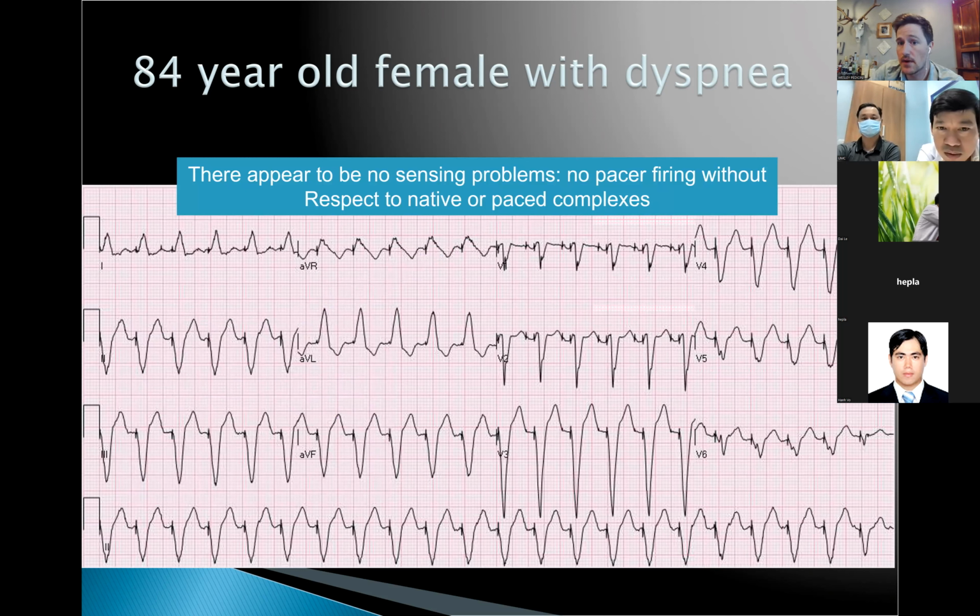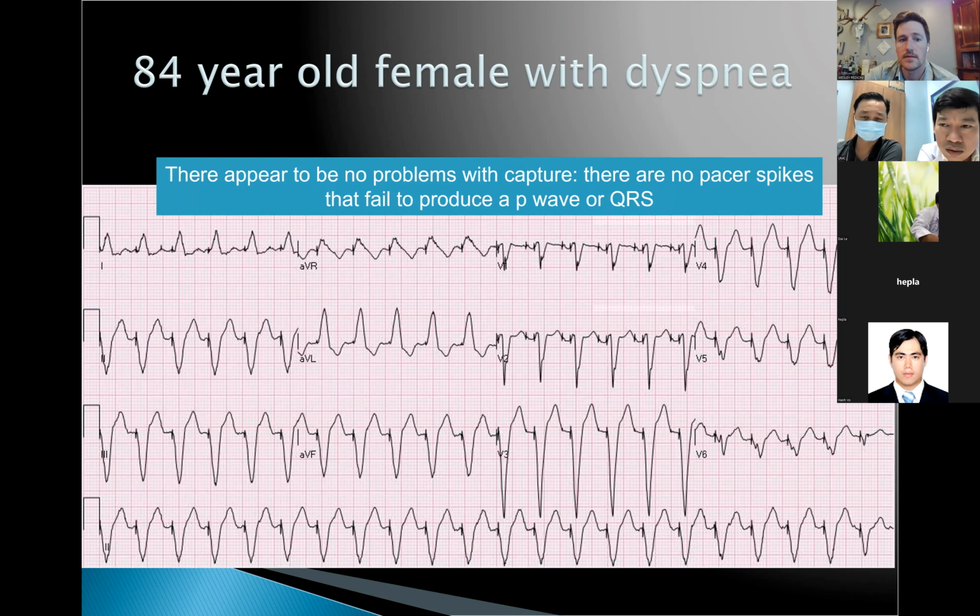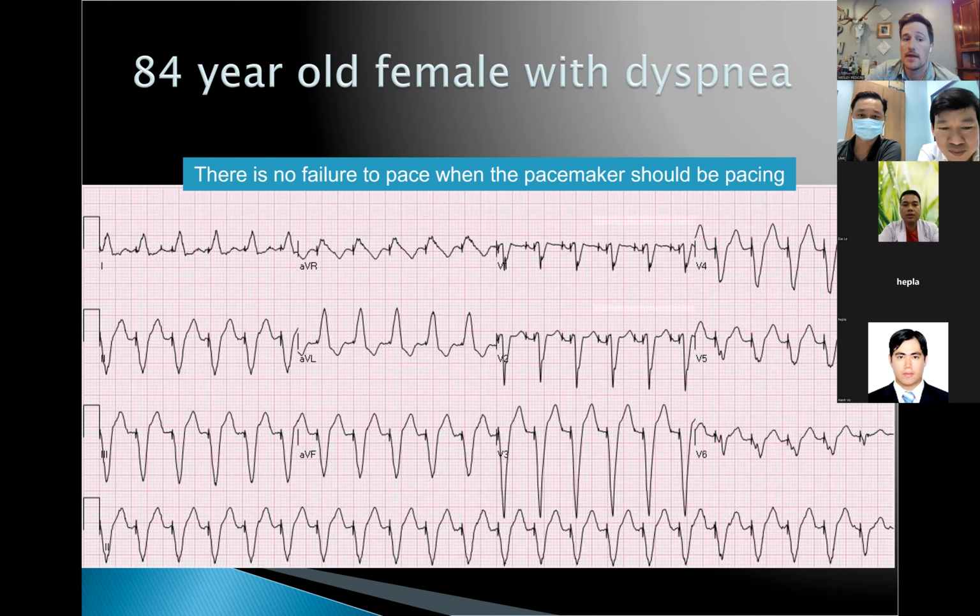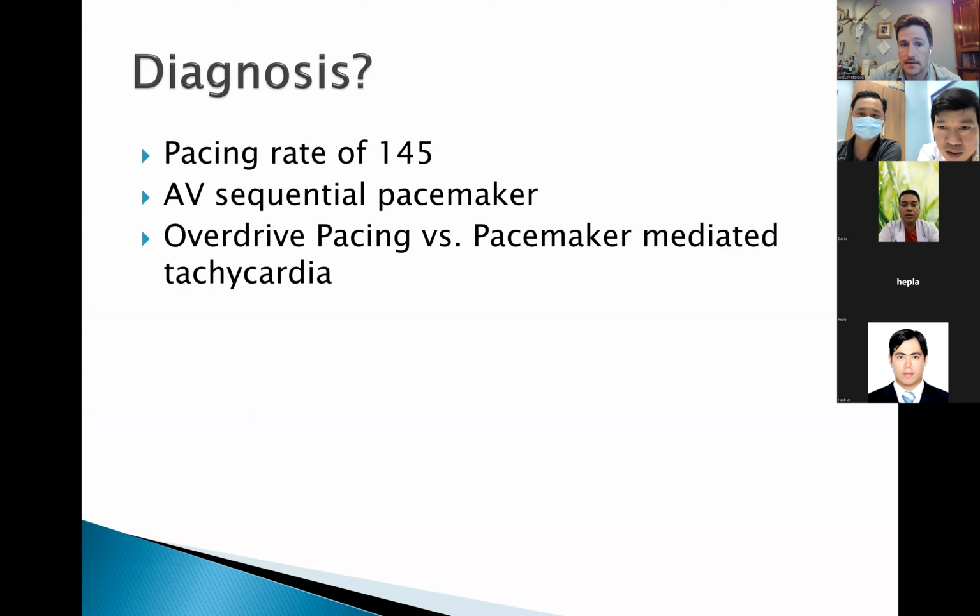There doesn't appear to be any sensing problems, meaning no pacer firing without respect to the native or paced complexes. We're not seeing the pacer fire when it shouldn't be firing. There does not appear to be any problem with capture. We don't see pacer spikes without producing a P wave or a QRS. Every pacer spike has a P wave and every pacer spike has a QRS. So no problems with capture. And there's no failure to pace when the pacemaker should be pacing. So right now, this is a pacing rate of 145, an AV sequential pacemaker, and we are either experiencing overdrive pacing or a pacemaker-mediated tachycardia. We don't know exactly which one; it depends on the patient's appearance and case.